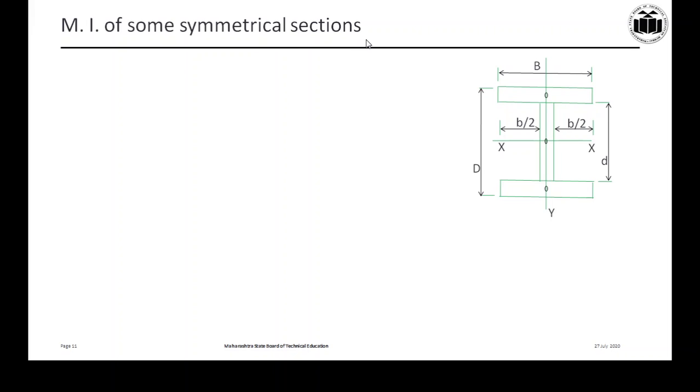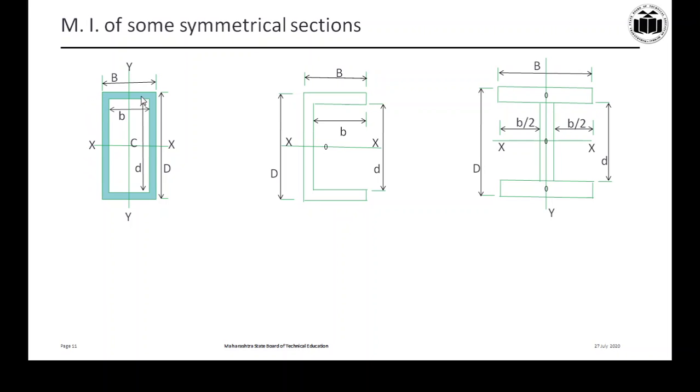MI of some symmetrical sections. So I have shown a symmetrical I section, symmetrical hollow rectangular section, and symmetrical channel section. This channel section is symmetrical about x-axis only, whereas hollow rectangular section and I section are symmetrical about both x and y axis.